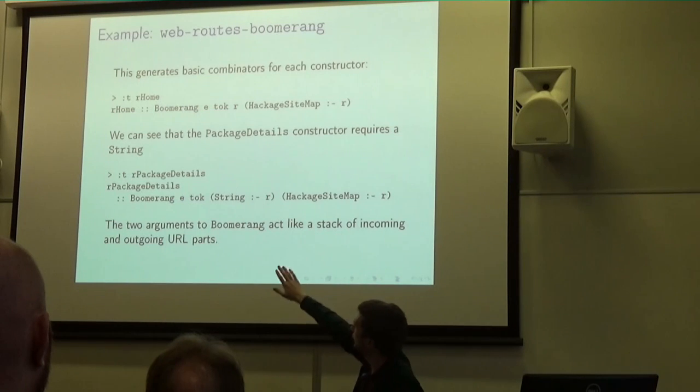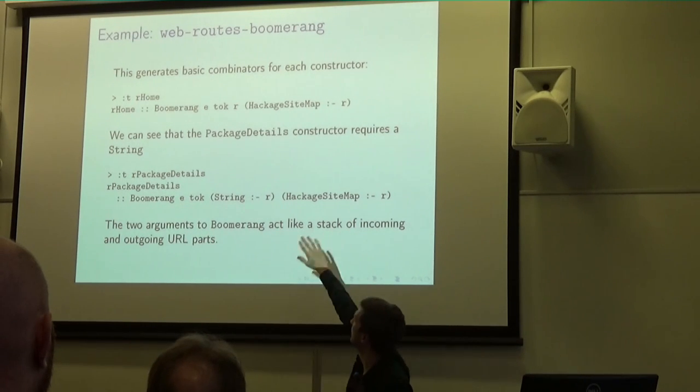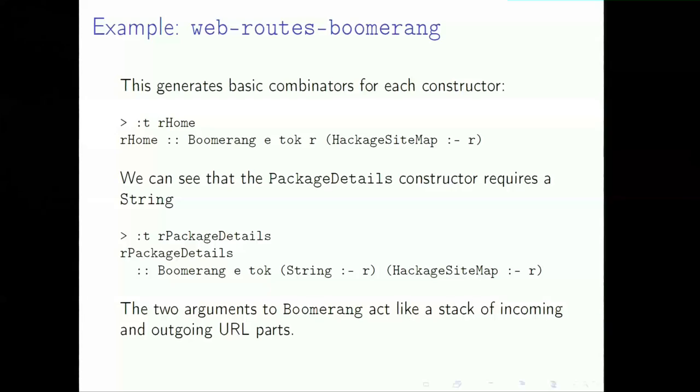And it's not so important to worry about E and TOC as parameters there, but what's happening is these last two parameters act a little bit like a kind of function space for these boomerangs. So for example, the home constructor took no information, so it's almost like a function of no arguments whatsoever. However, the package details router does take a string. So if we're going to route the package details, we need to work out which package we're trying to list the details for. So the first thing we see here is a string.